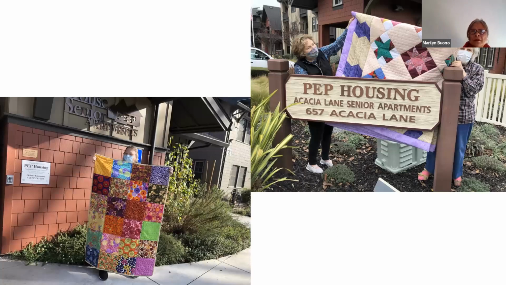Here are more of the photos of the quilts that were completed in 2 different locations, which is in Santa Rosa, Acacia Lane Senior Apartments, and the Sun House Senior Apartments in Ukiah, which is located in Butte County. Next slide, please.